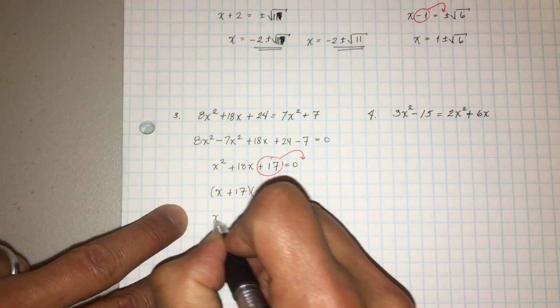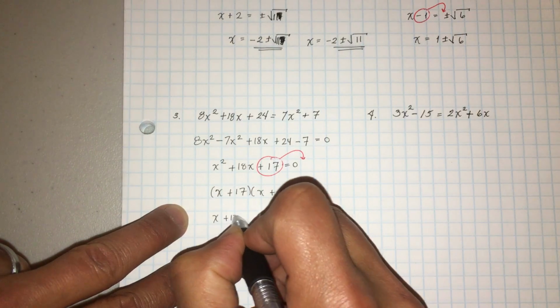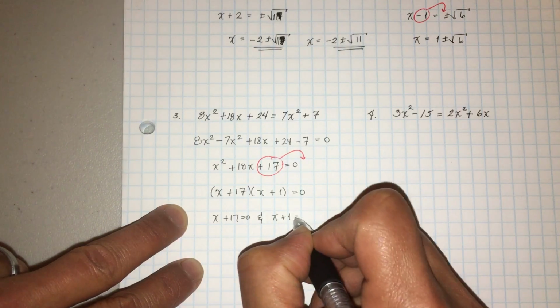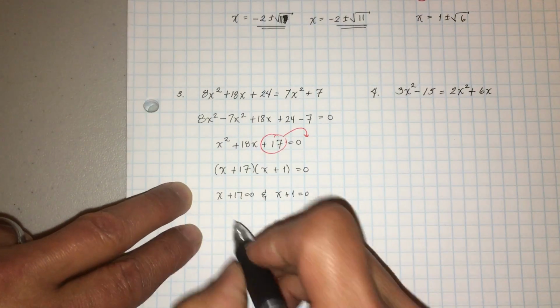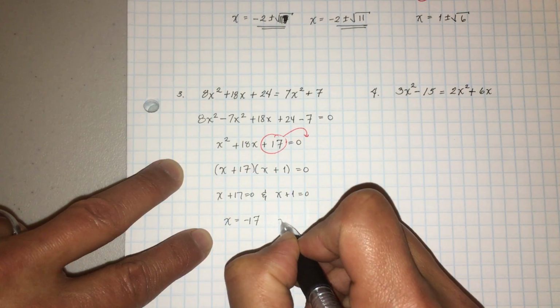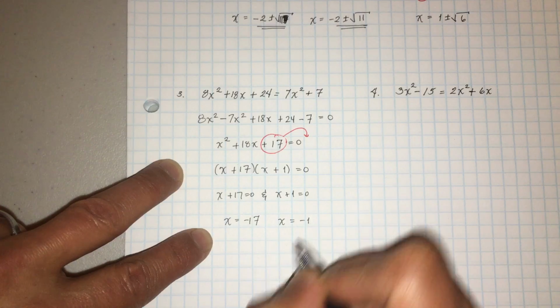So now we have x plus 17 is equal to 0. And x plus 1 is equal to 0. So now you solve it. Well, that means x is going to equal negative 17. And x is equal to negative 1.